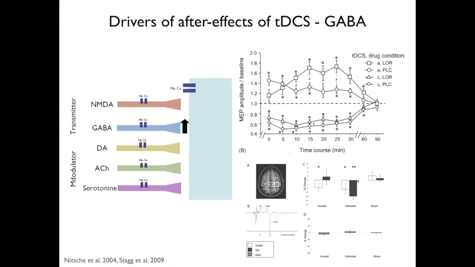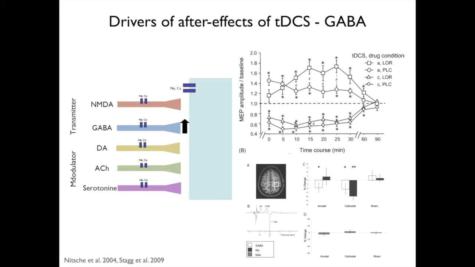GABA is also involved in the after effects of tDCS. So we did here a first study, again motor cortex with TMS, where we saw relatively minor effects of GABA enhancement with lorazepam on tDCS-induced after effects. So you can see here a slight delay of plasticity induction under lorazepam as compared to placebo condition, but no really clear effect on cathodal tDCS-induced plasticity.